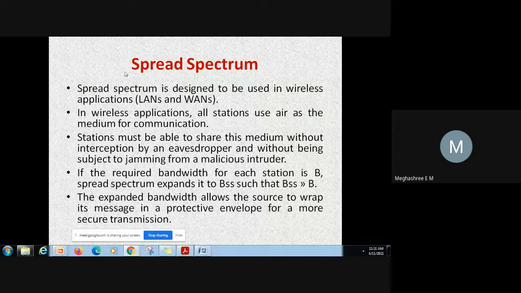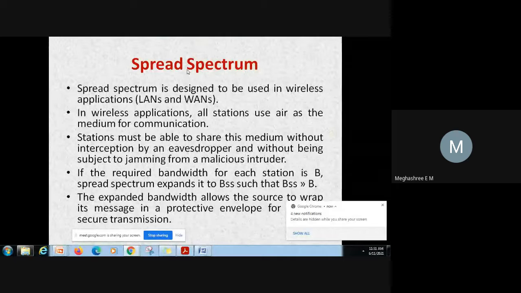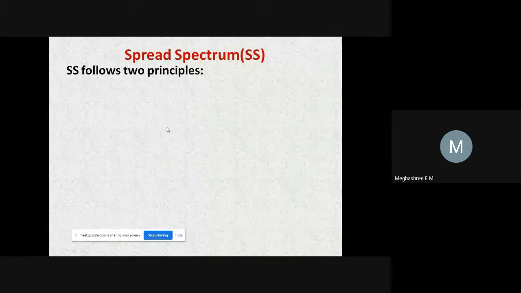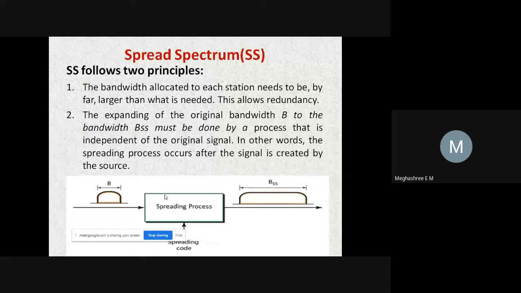So do remember, when I say spread spectrum, it is a technique used for bandwidth utilization. I mean, to have a better bandwidth efficiency, and also to overcome the problems of interception, jamming, and intruders. To solve this problem, we use spread spectrum, where the required bandwidth of the input source is increased, you can say expanded or spread out to BSS, where BSS is always greater than the bandwidth required for the input source. Let's see the diagram, then you will understand it.